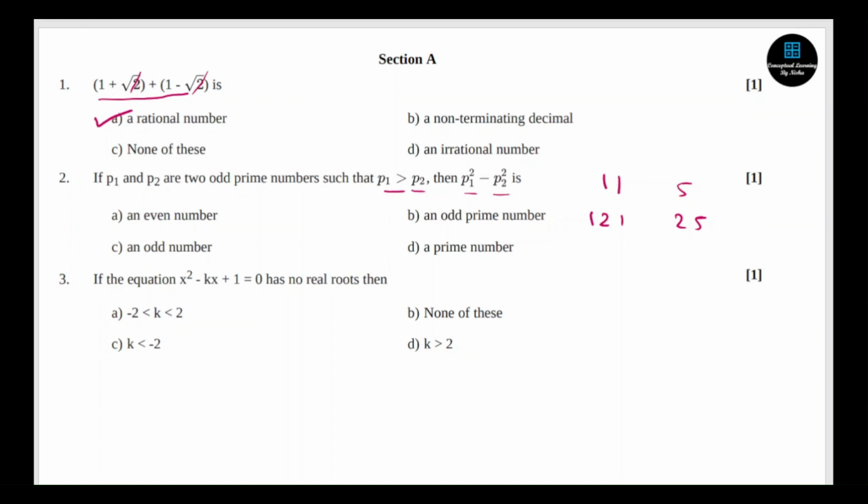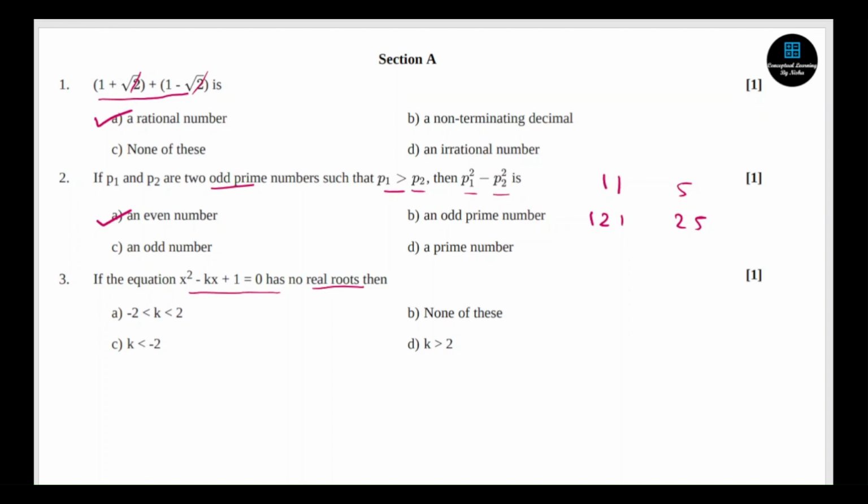Just remember that the square of an odd prime number will be odd, and when you subtract them, you'll get an even number. So this is the even number, right? So the first option is the correct one. Now, the equation has no real roots.